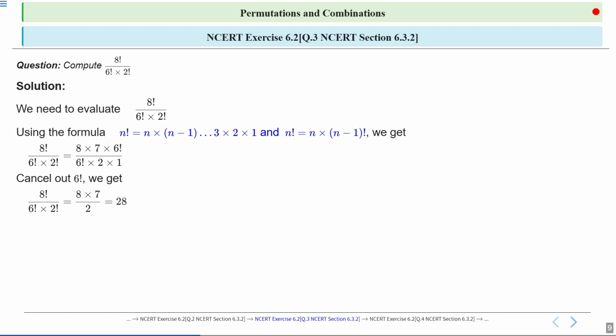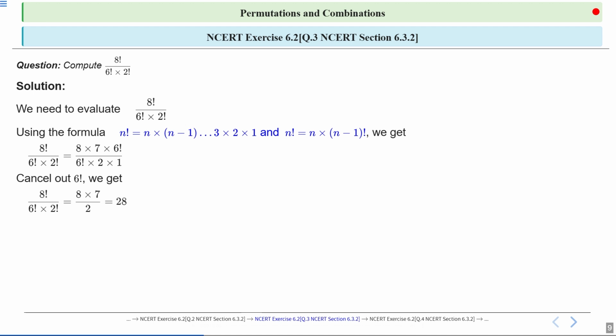So cancel out 6 factorial, we get 8 factorial upon 6 factorial times 2 factorial. This is equal to 8 into 7 upon 2, which is equal to 28. Okay, so let's take a moment to ensure we understand each step. We have simplified the expression by cancelling common terms and performing basic arithmetic. This is a crucial step to solve permutations and combinations problems efficiently.